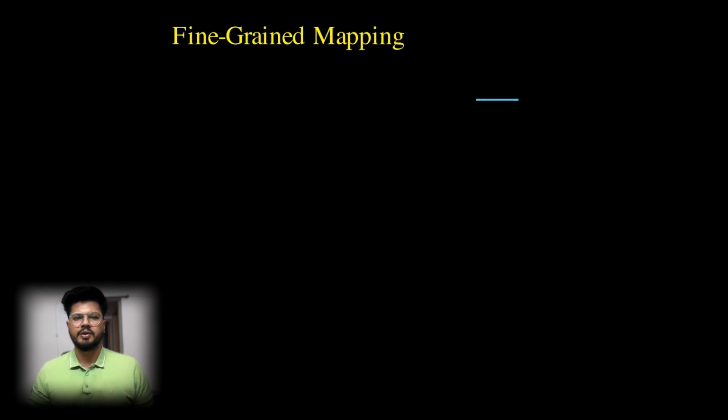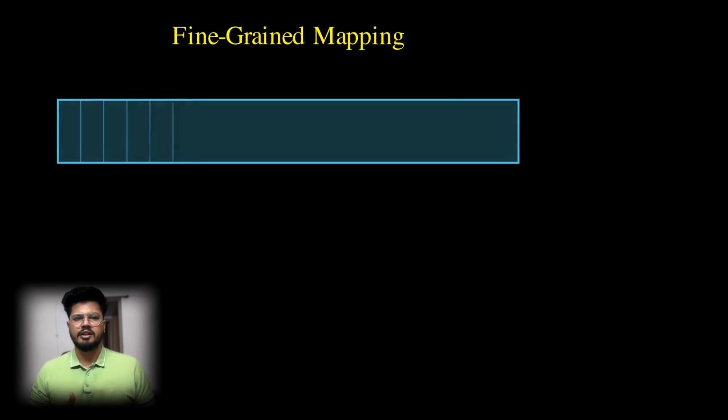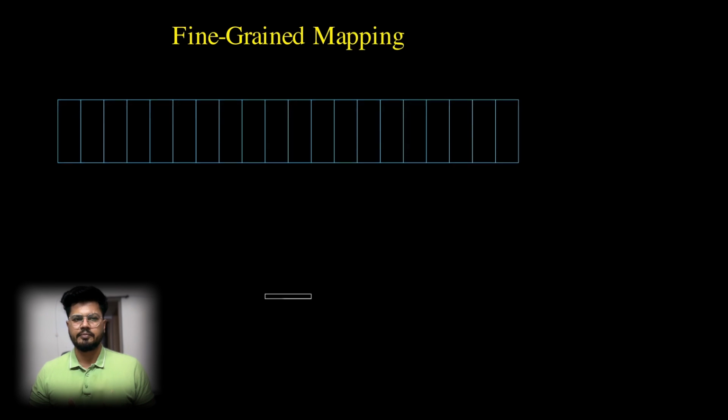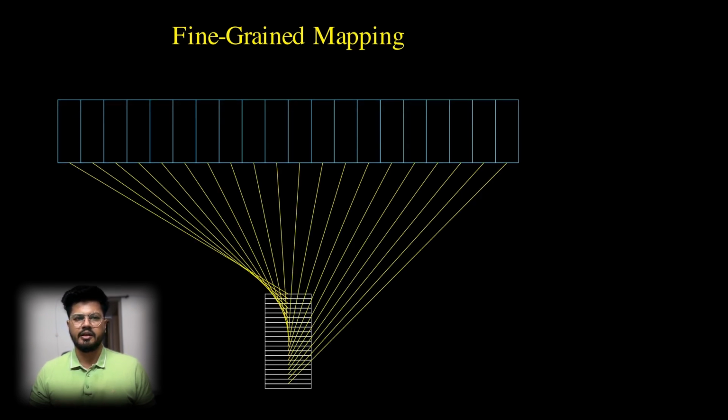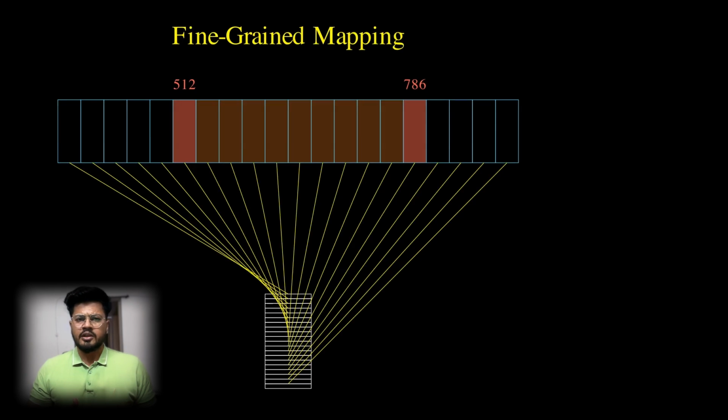Right now we are mapping memory word by word. Every tiny block you see here needs its own page table entry. If you want to access address 512, we need an entry. If you want to access 786, we need another entry. Everything in between also needs an entry. This might look manageable here, but what happens when we scale? How many entries do we need to map the full 32-bit address space?